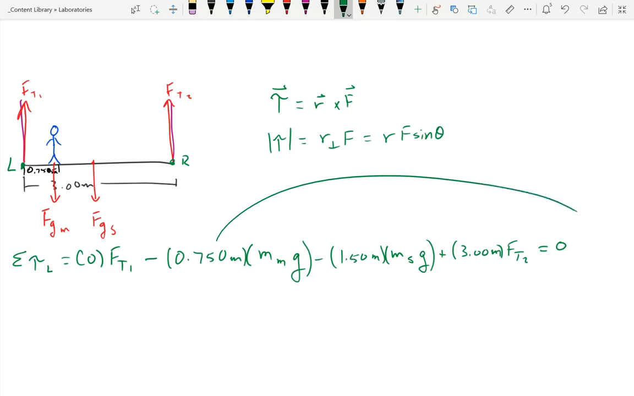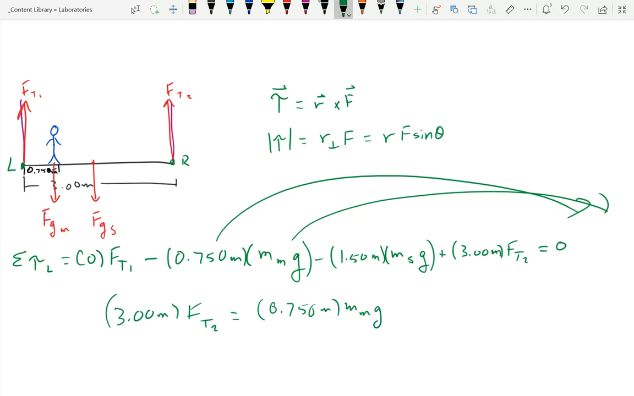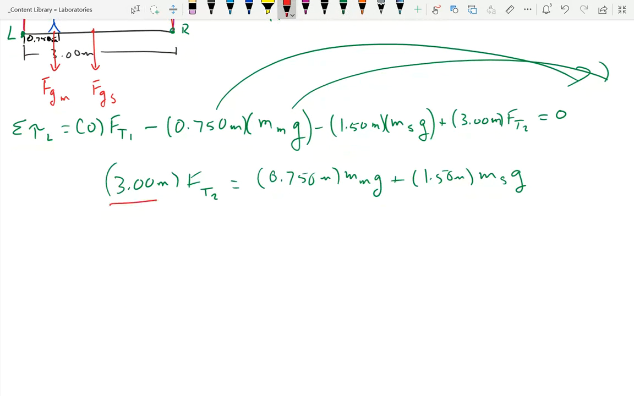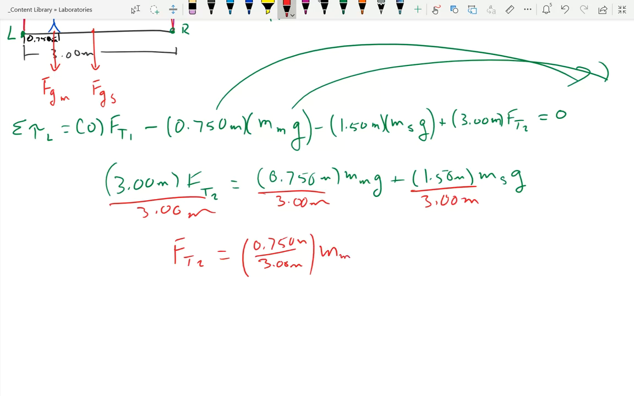So let's just move these terms to the other side of the equal sign, which means we add them. I'm going to have 3.00 meters times force tension 2 equal to 0.750 meters times the mass of the man g plus 1.50 meters times the mass of the scaffolding g. Divide everything by 3 meters. Notice my units of distance, as long as they're the same, cancel out, so I'm fine. I'm left with the force of tension 2 equal to 0.750 meters over 3.00 meters times the mass of the man times g plus 1.50 meters over 3.00 meters times the mass of the scaffolding times g.